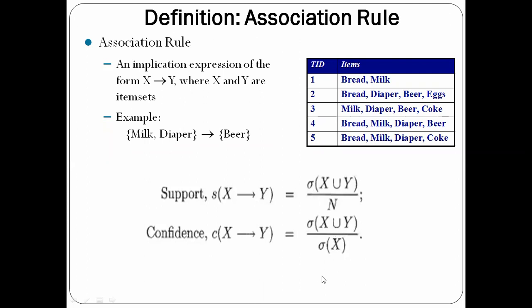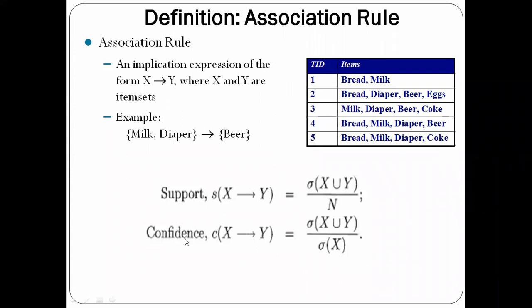So try to remember the difference here. Support is different, confidence is different. Support is determined using this equation. The support of X implies Y is determined by considering the support count of X union Y divided by the total number of transactions. That is support. Then confidence of X implies Y, this association rule, is denoted by sigma of X union Y divided by sigma of X. That is the confidence of this rule.